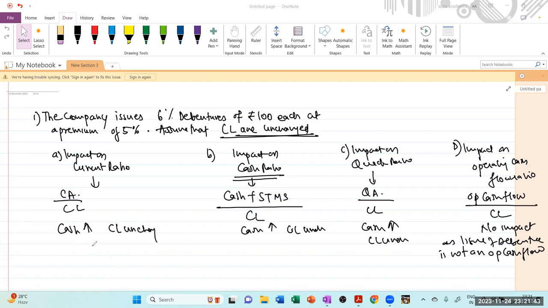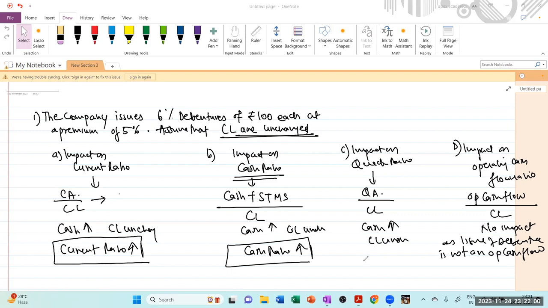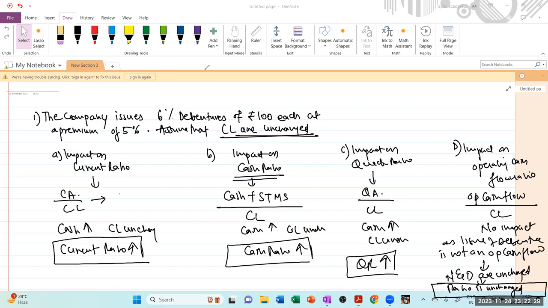What is happening over here? What happens in this situation? Here, your current ratio will increase. What will happen to your cash ratio? Your cash ratio will increase. What will happen to your quick ratio? Your quick ratio will increase. And here, the numerator and denominator stay unchanged. Here, both numerator and denominator are unchanged. Therefore, the ratio is unchanged. I hope everybody understands this aspect.